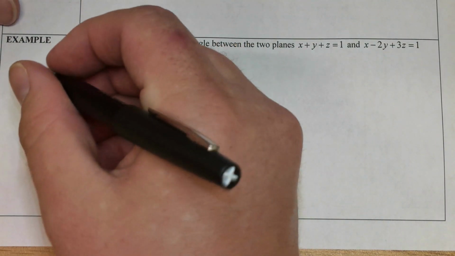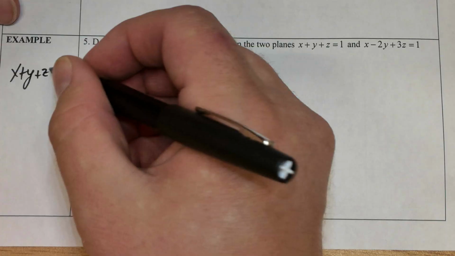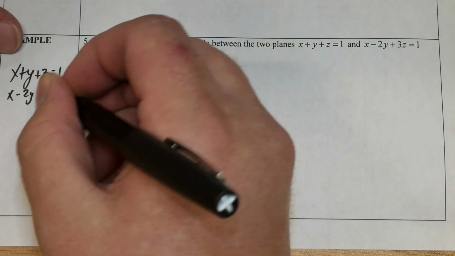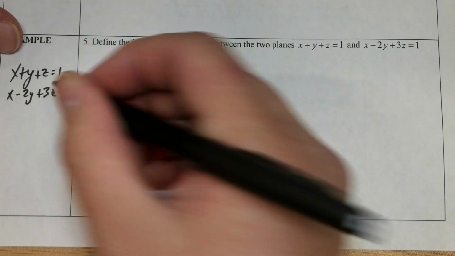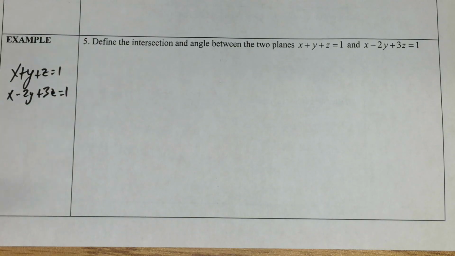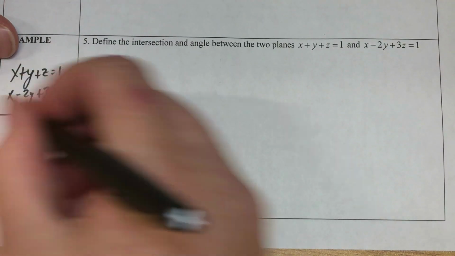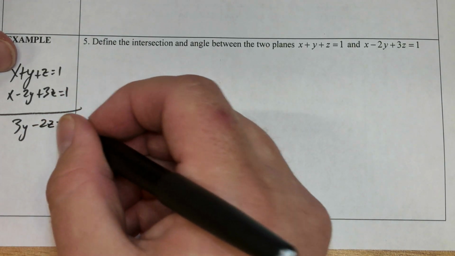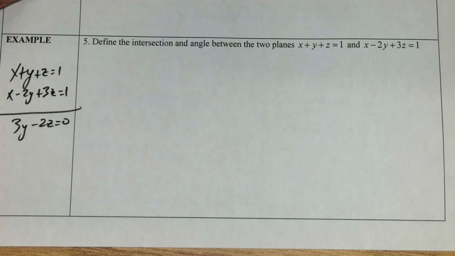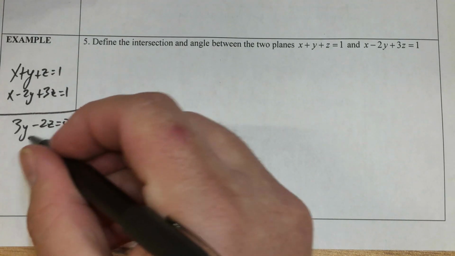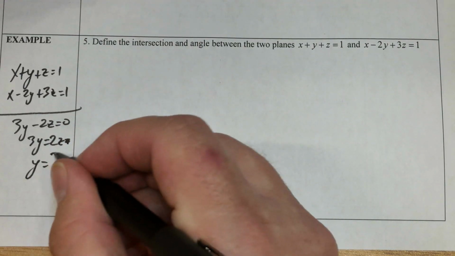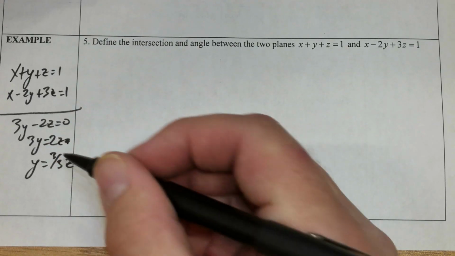First, I'll start over here in the margin because this is a bigger problem. I need some space. X minus 2y plus 3z is also 1. And just like my system of equations solving skills, I'm going to subtract these, and I'll come out with 3y minus 2z is 0. And I would get something like 3y equals 2z, or y equals 2/3 z.